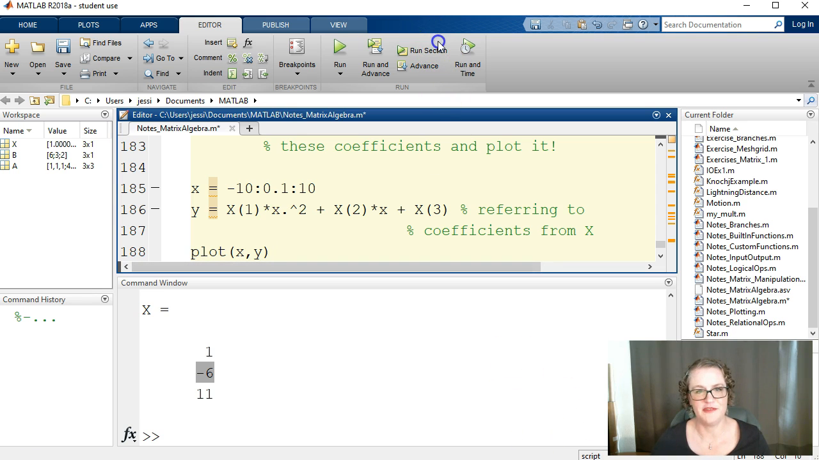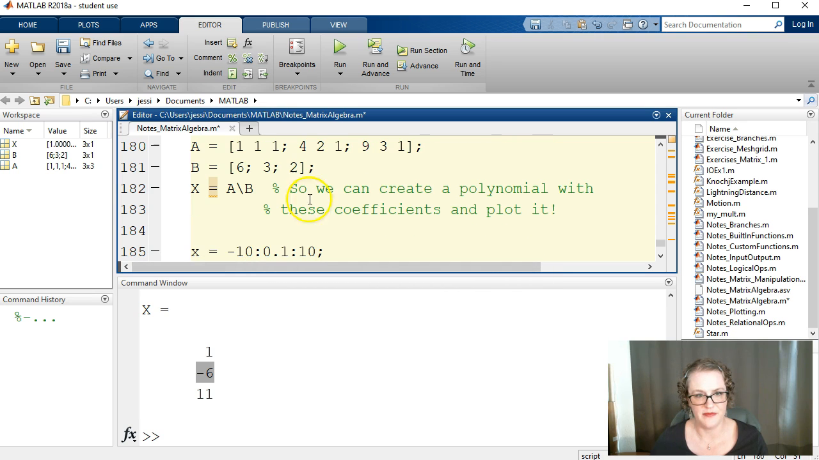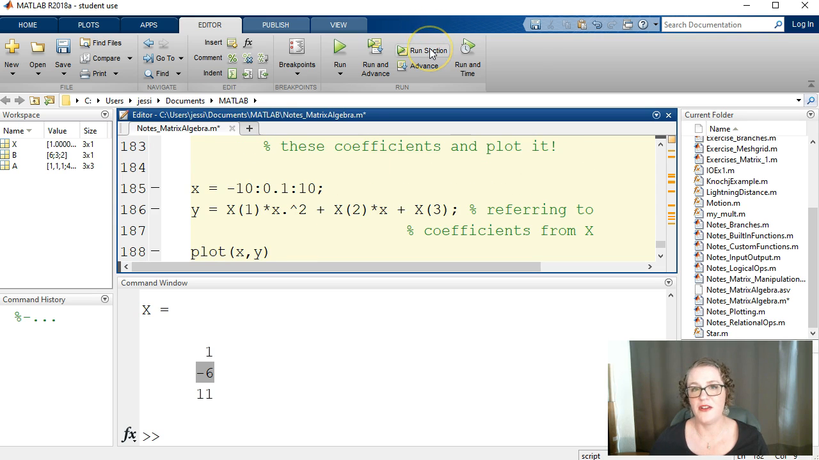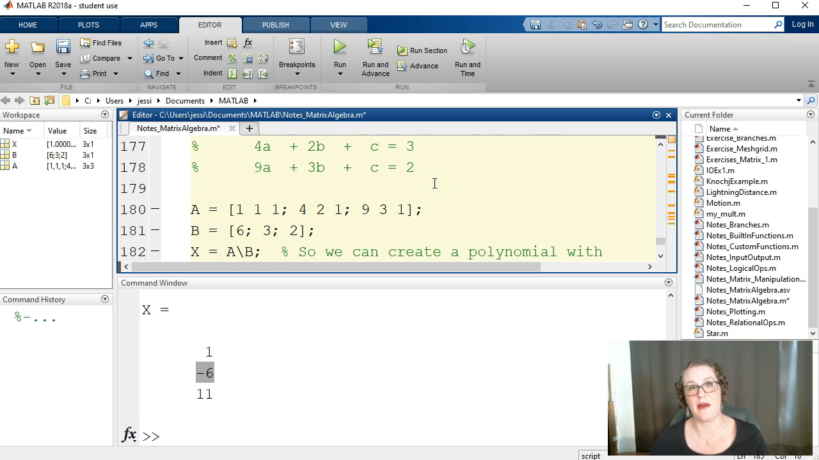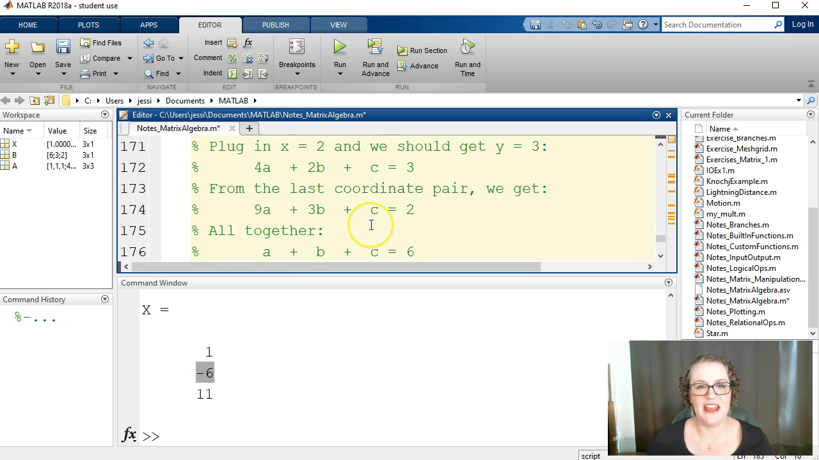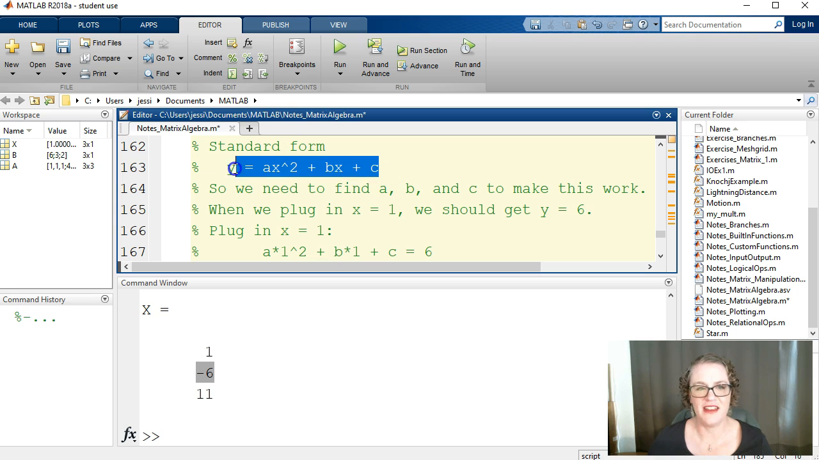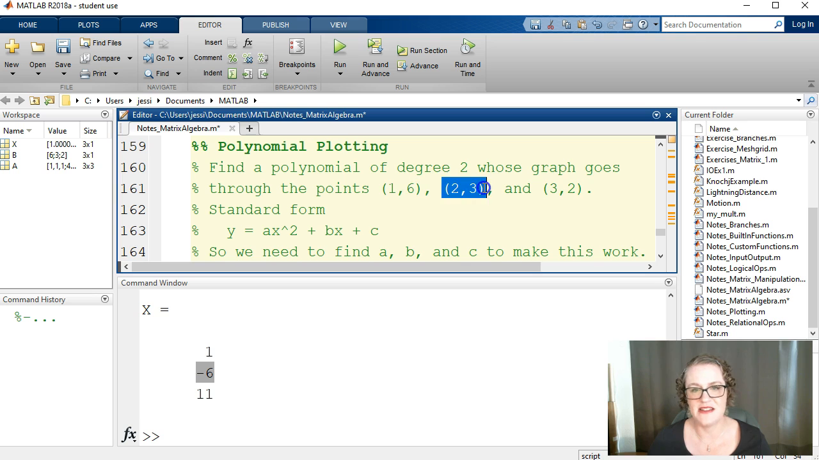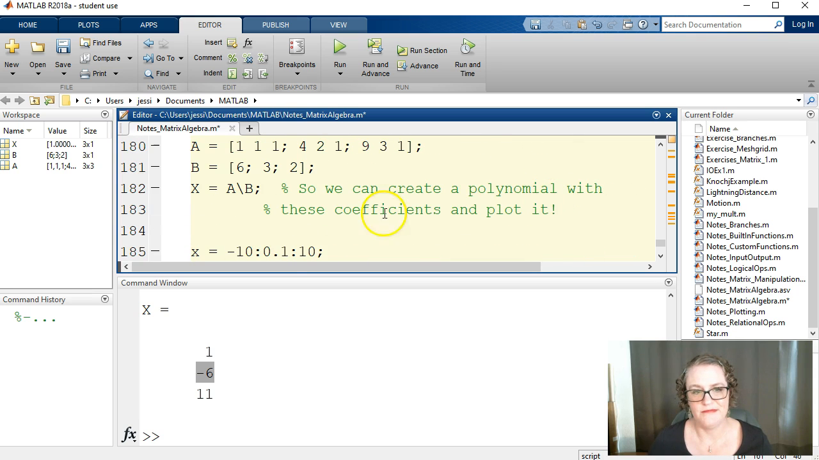Run section. Cross your fingers. Oh, I don't need to see that. We've already seen it. Okay, cross your fingers. What should we get? Let's think about that before we run it. We should get a picture of a quadratic that goes through the points 1, 6, 2, 3, and 3, 2. Oh, I definitely don't need to go as far as 10 and -10. Let's just run it and see what happens.